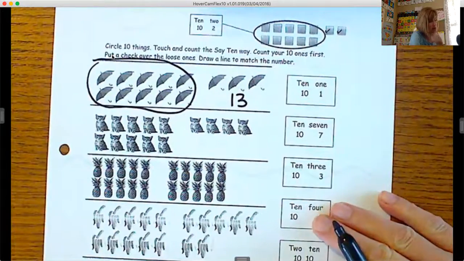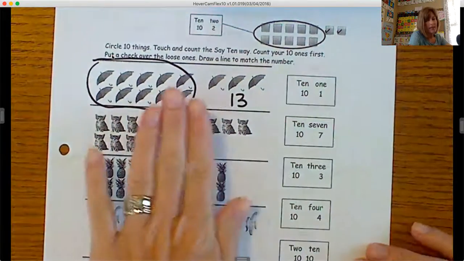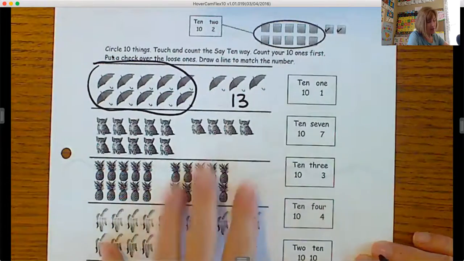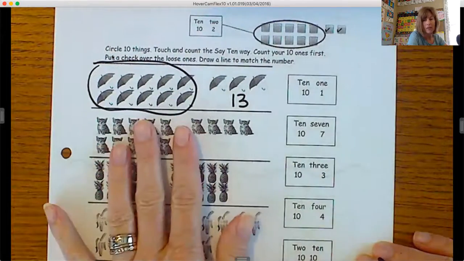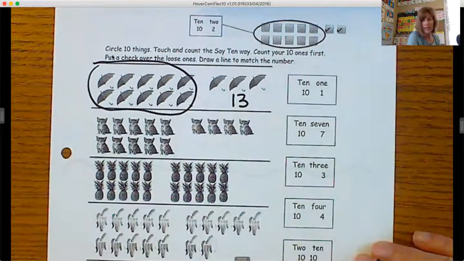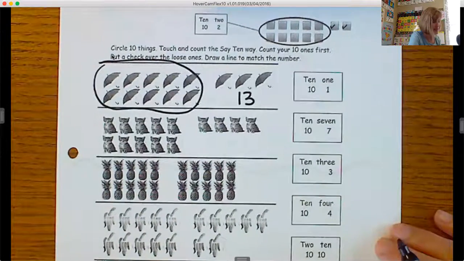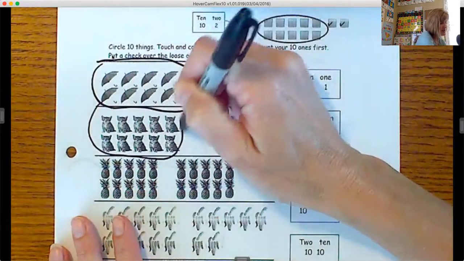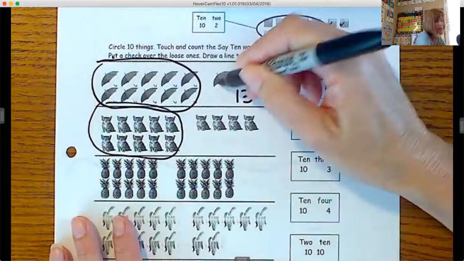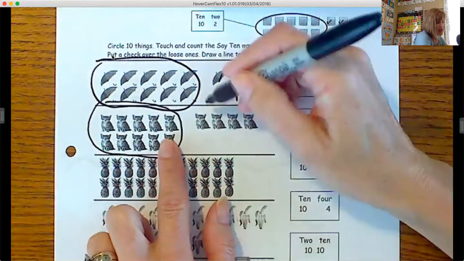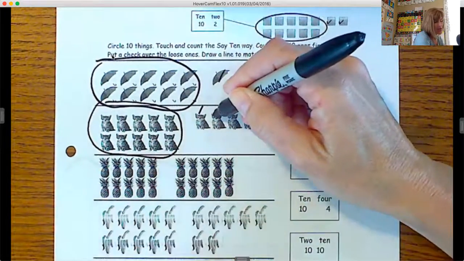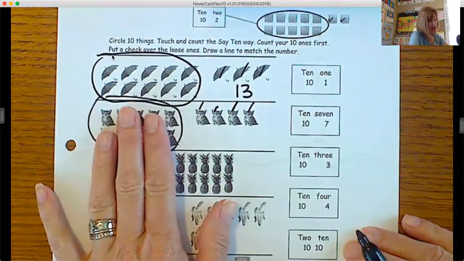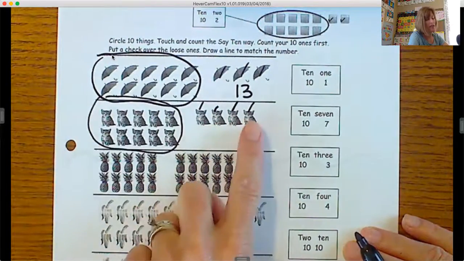Okay, so what I would like to do, if it was me, if we're doing it in class, I would do this. I would count and write the number here and then draw the line so it kind of stays a little more organized. Okay, so we'll circle these 10 little kittens. Oops, I forgot to put my lines over there. 10, 1, 10, 2, 10, 3, 10, 4, or 10, 11, 12, 13, 14.